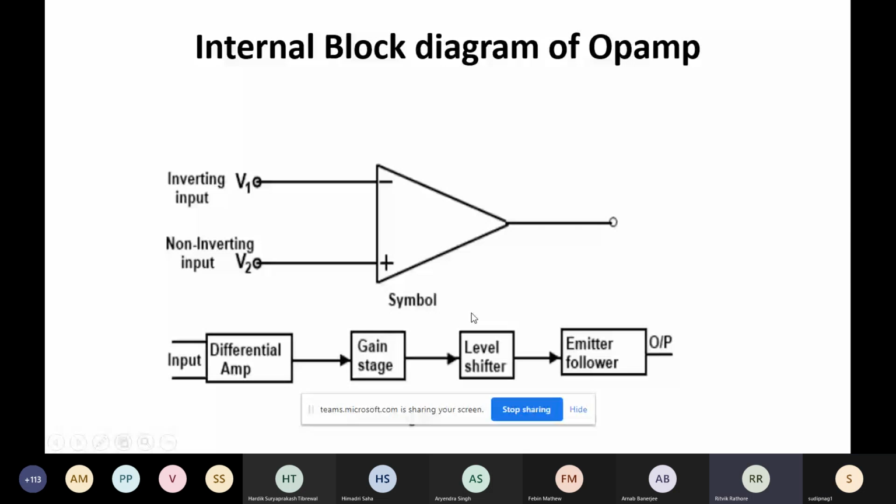So in this session, we are going to design an operational amplifier and its two amplifier configurations, non-inverting and inverting.